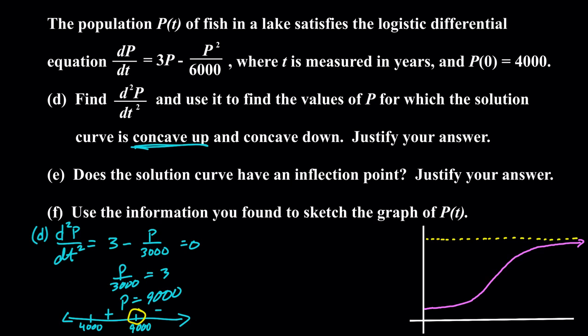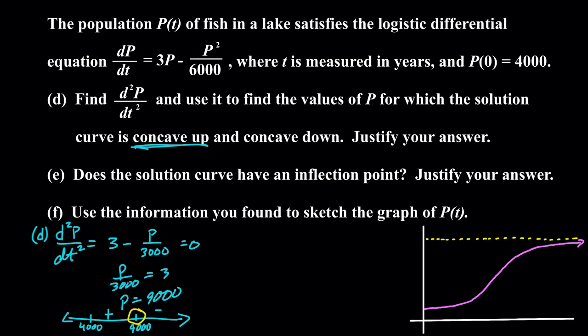Okay, so that is also your justification. We have a point of inflection at p equals 9,000 because the second derivative changes from positive to negative. And then part F, use the information you found to sketch the graph of P of t.